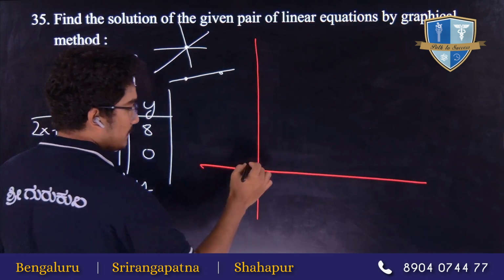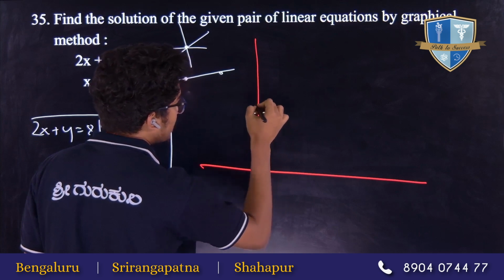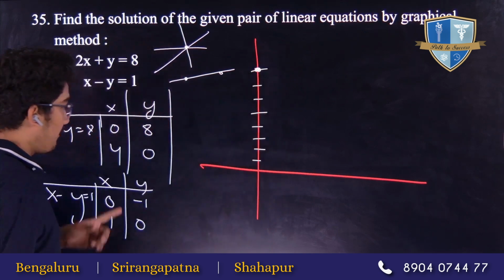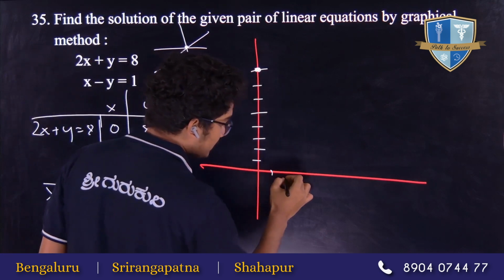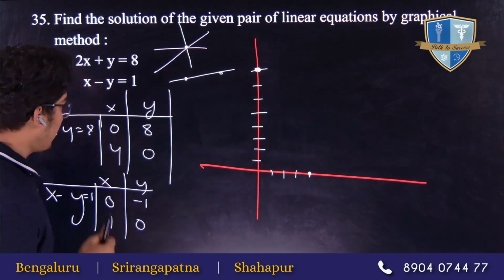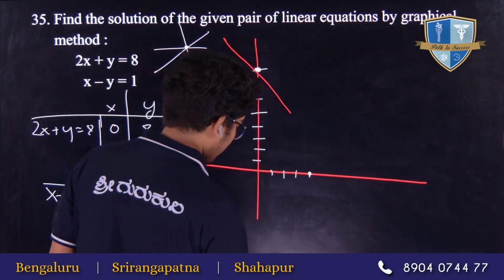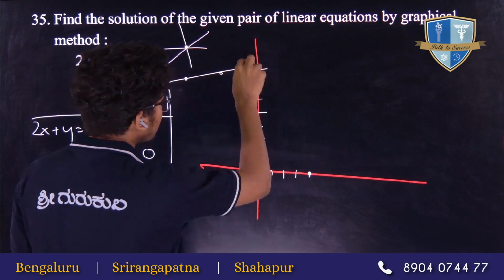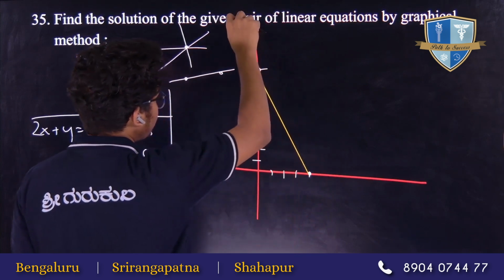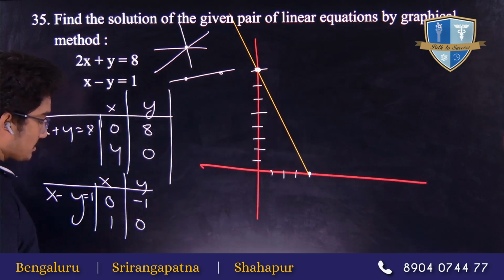(0, 8) will be somewhere 1, 2, 3, 4, 5, 6, 7 and 8. Here will be our (0, 8), and (4, 0) will be somewhere here on the x-axis, 1, 2, 3, 4. This is our (4, 0). So our line segment 2x plus y is equal to 8 will look something like this, correct?